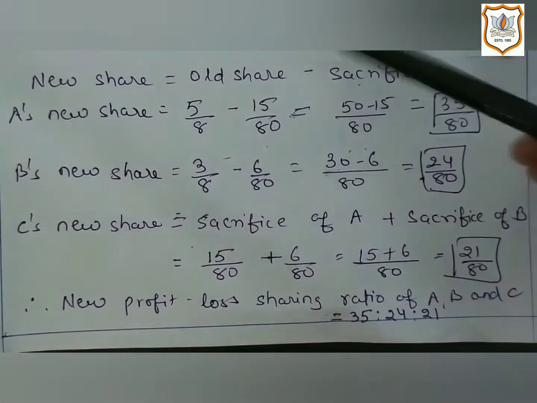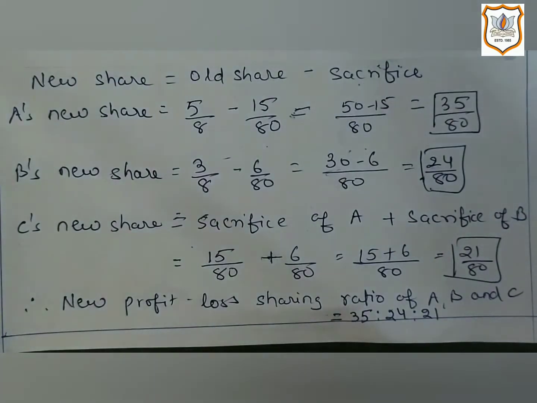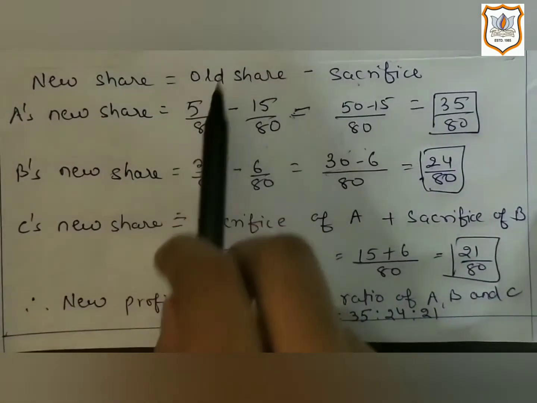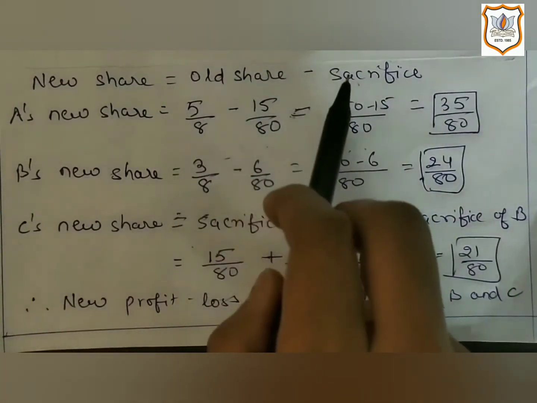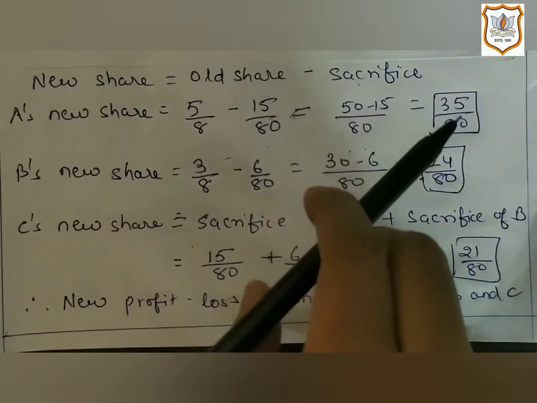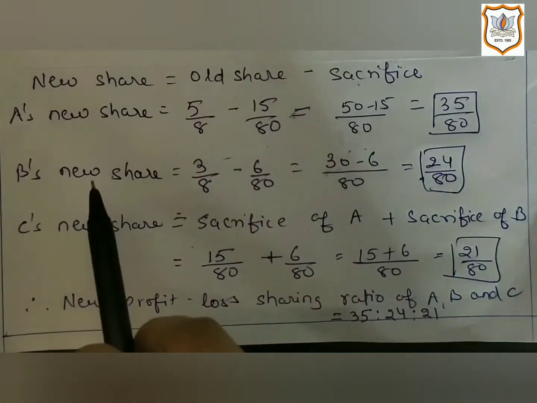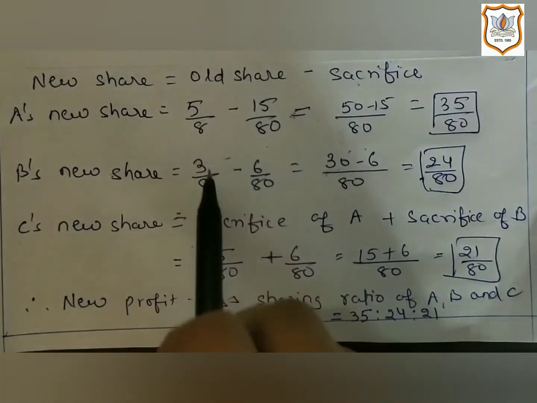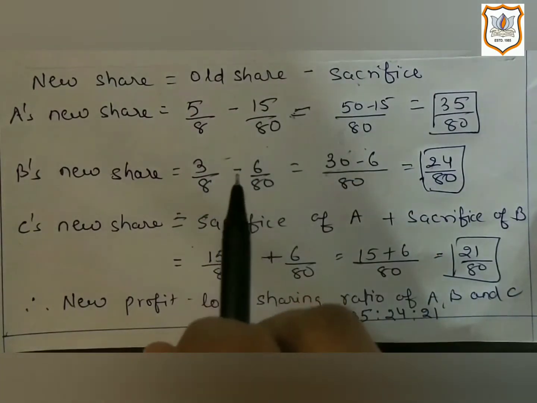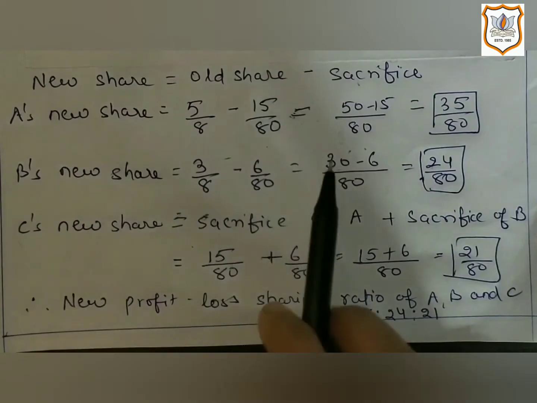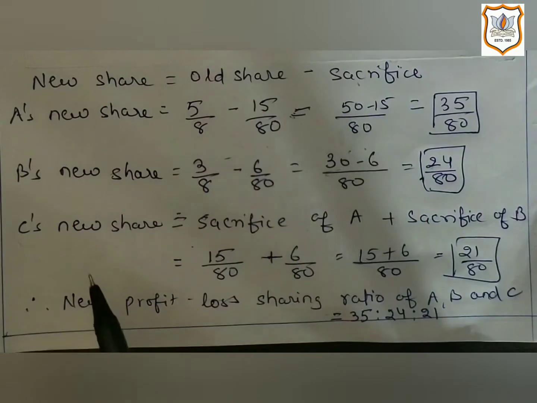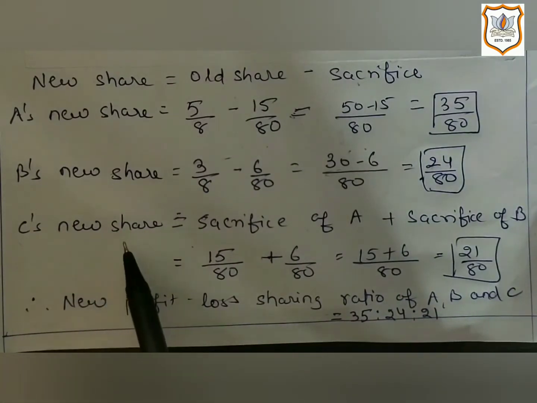And now as we have got sacrifice share, so we will be able to find out new share by applying the formula old share minus sacrifice. So first, for A's new share, A's old share was 5/8 minus sacrifice 15/80. If we solve it, we will get 35/80. Similarly for B, old share was 3/8 minus 6/80, that is his sacrifice which we just calculated. If we solve it, then we will get 24/80.